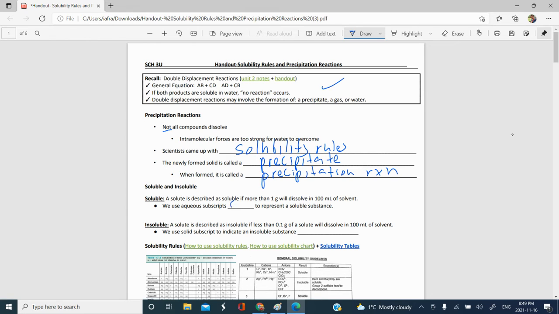For soluble, we represent it with the subscript aq. So when I dissolve salt in water, the salt is aqueous now. It's dissolved in the watery solution. Whereas if something's insoluble, we represent it with the solid subscript. For example, zinc sulfide does not dissolve in water, and so we put a little s there.